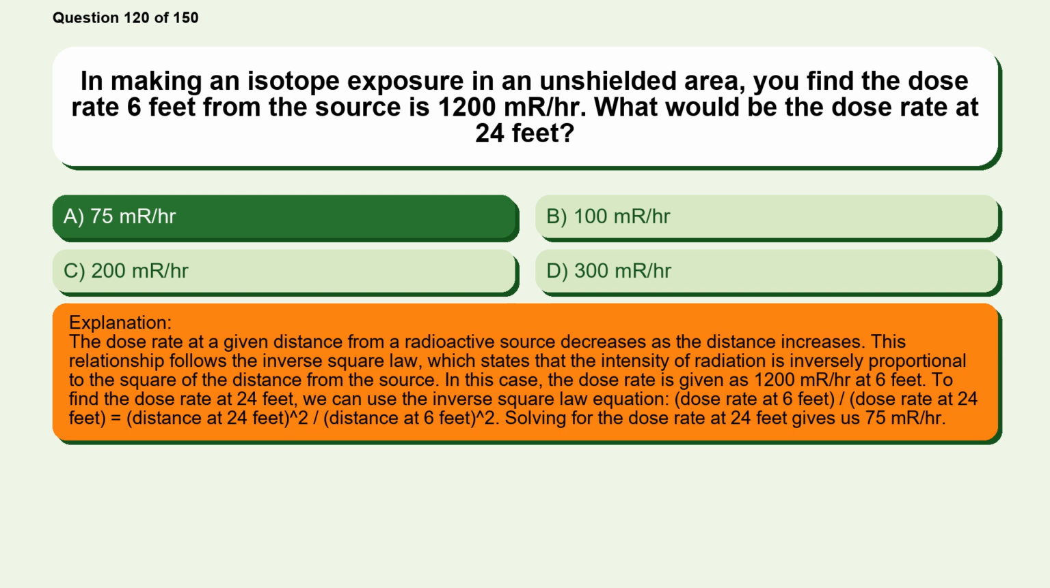The dose rate at a given distance from a radioactive source decreases as the distance increases. This relationship follows the inverse square law, which states that the intensity of radiation is inversely proportional to the square of the distance from the source. In this case, the dose rate is given as 1200 mR/hr at 6 feet. To find the dose rate at 24 feet, we can use the inverse square law equation: dose rate at 6 feet / dose rate at 24 feet equals distance at 24 feet squared / distance at 6 feet squared. Solving for the dose rate at 24 feet gives us 75 mR/hr.